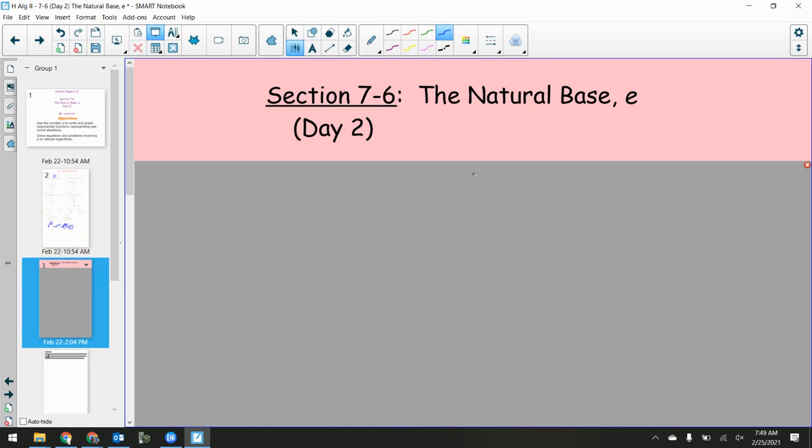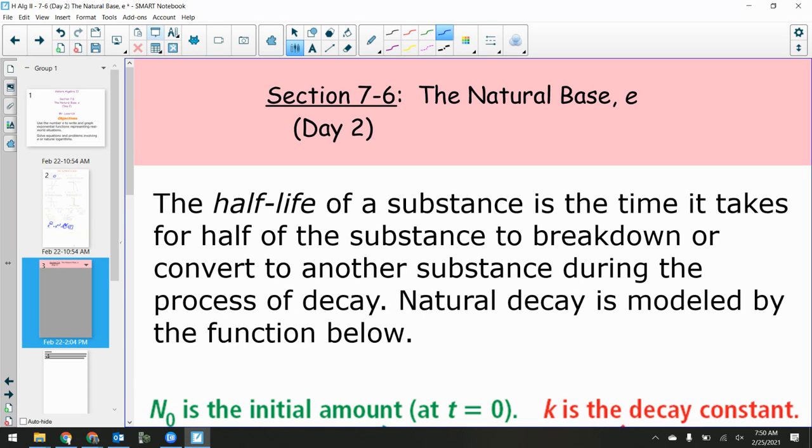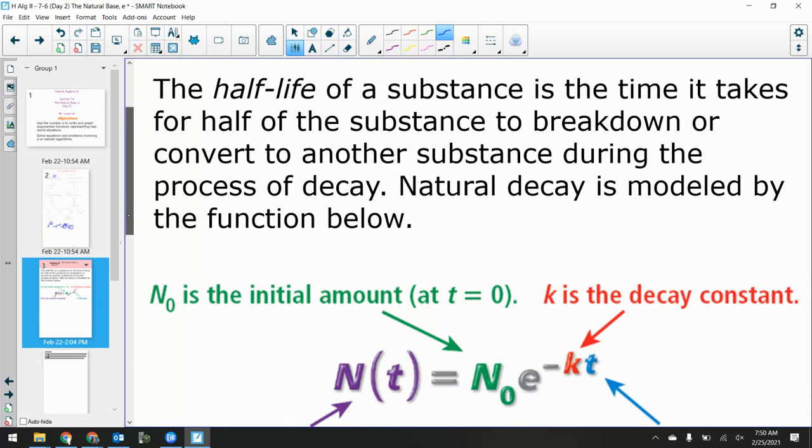We looked at the PERT formula, the principal times e to the rt. That's that continuously compounding interest, right? It's always compounding the interest. It's not just taking it at some snapshots of time. It's always compounding the interest. So let's take a look at another example of that with half-life. Now, have you guys studied half-life before in science classes? No. It's been a minute, right?